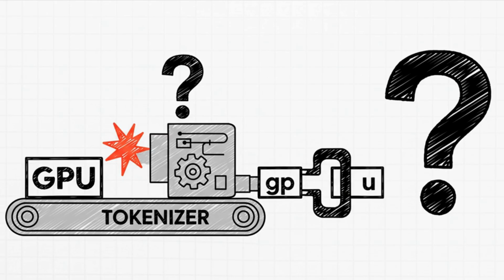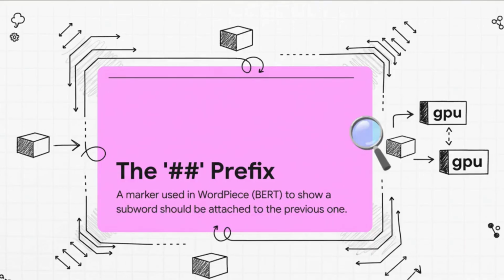It's got tokens for "I," "have," "new." But let's pretend GPU isn't in its main vocabulary. No problem at all. It just splits it into subwords it does know, "GP" and "U." But hang on, what's with those two hash marks in front of the U? That double hash thing is basically a special little flag.